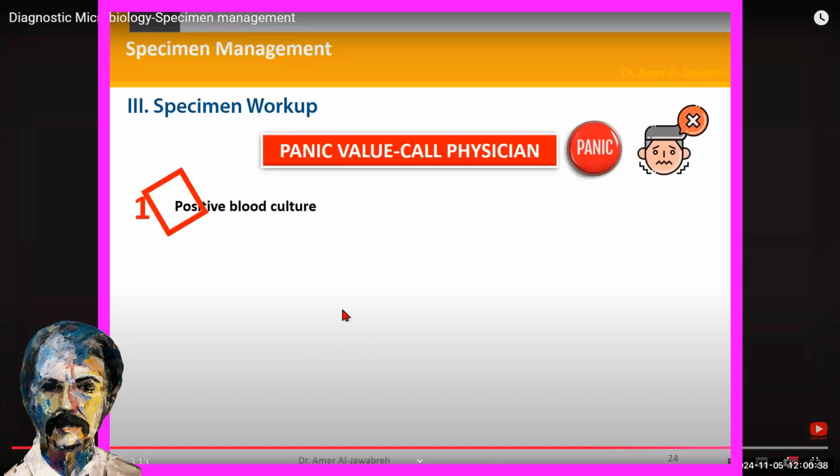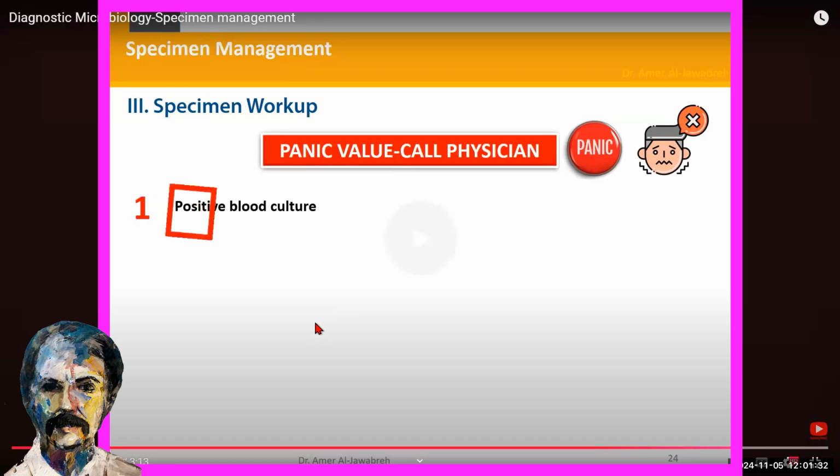Panic values. Panic means afraid. Somebody with, let's say, FBS, fasting blood glucose, 600. This is a panic value. Or somebody with glucose 60, panic value. These numbers, most of the time, are incompatible with life. You cannot find anybody with glucose 40, because then he will have died or at least be in a coma. Therefore, in microbiology, we have the same. We have 5 or 10 panic values.